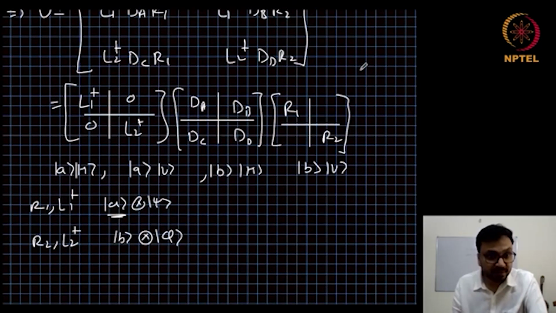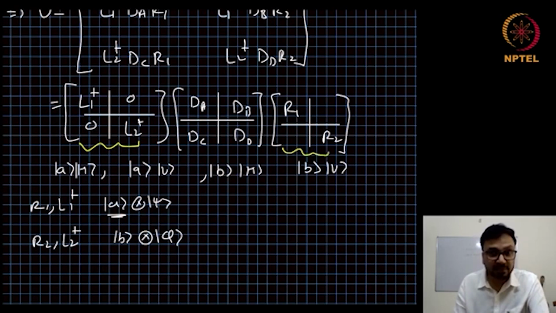So these are operations acting only on the polarization qubits, but in a specific path. And this is a unitary. L1 and L2 were unitary, R1 and R2 were unitary, so the total matrix is also unitary. This one and this one are also unitary, and U is unitary, so this must be unitary in the middle.